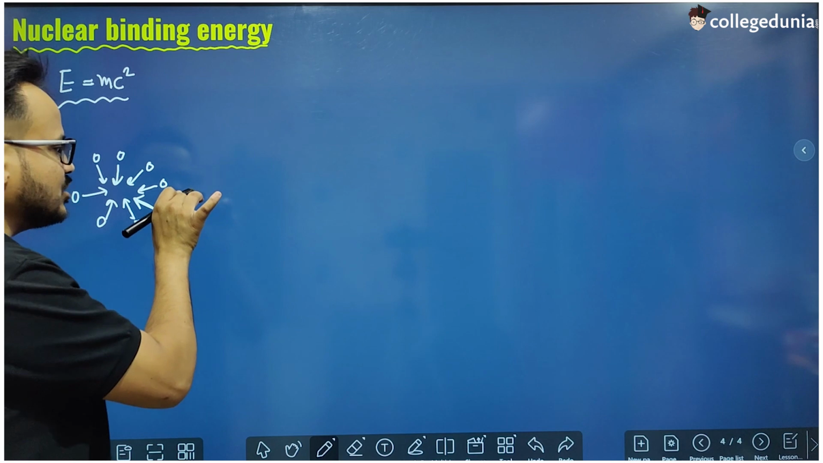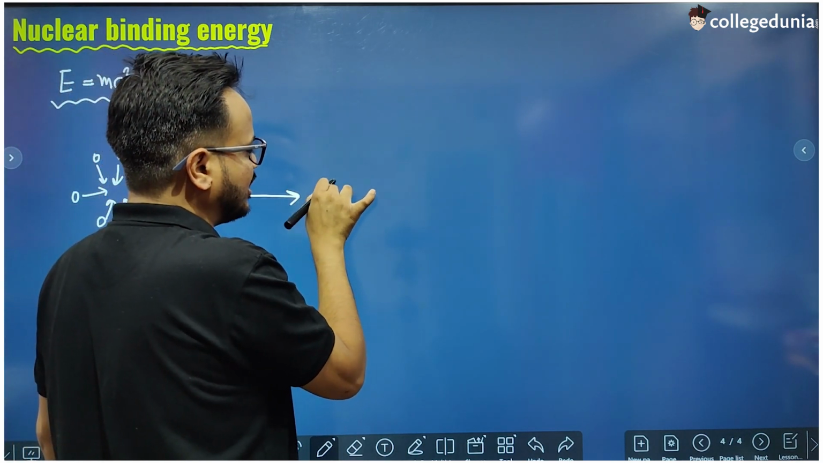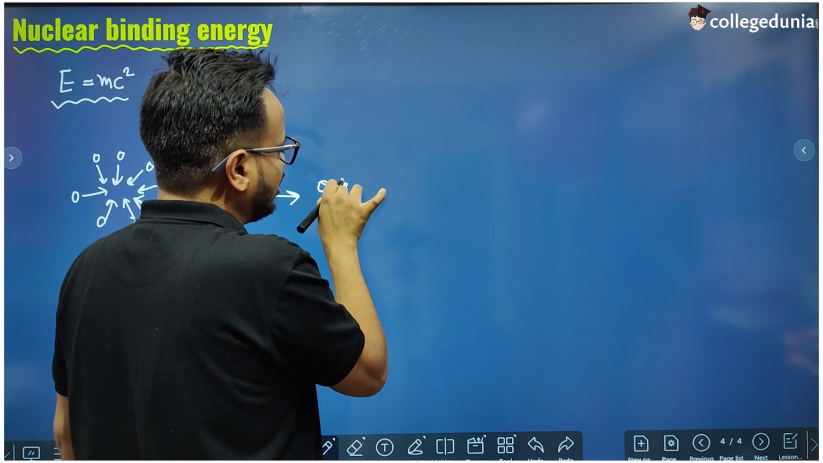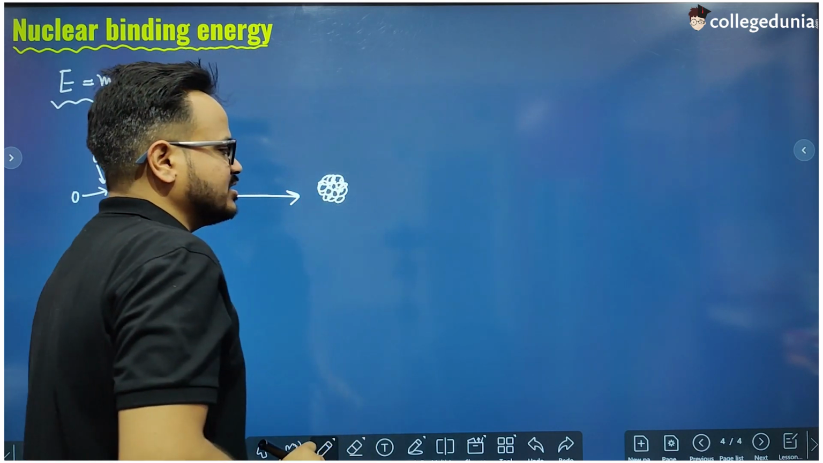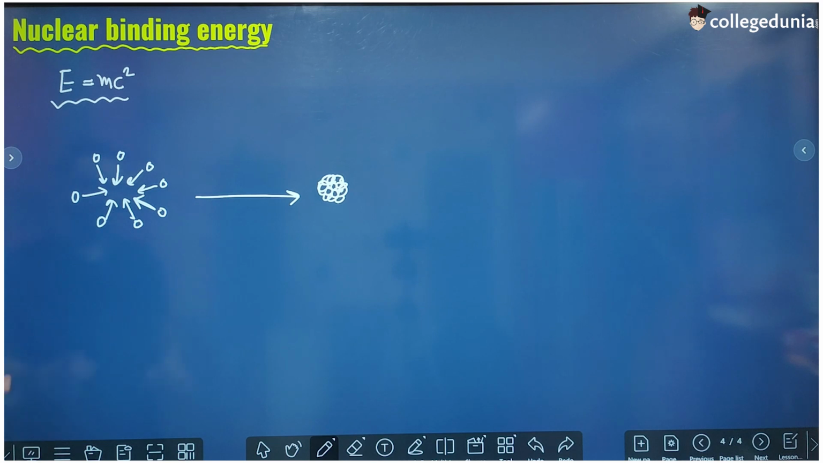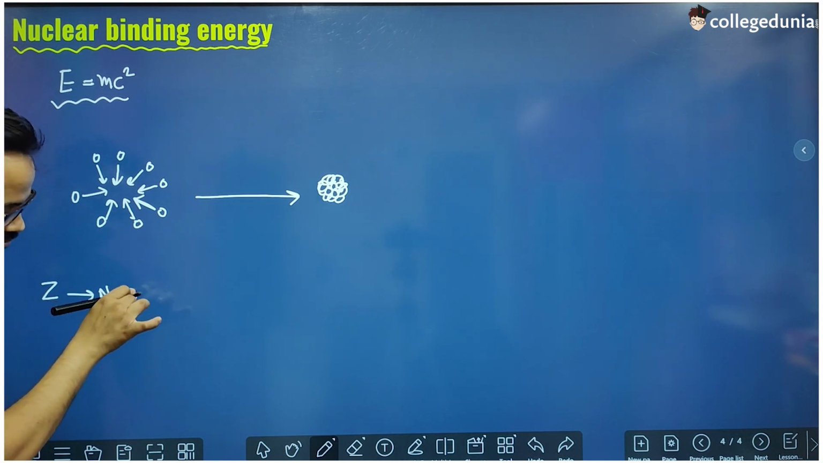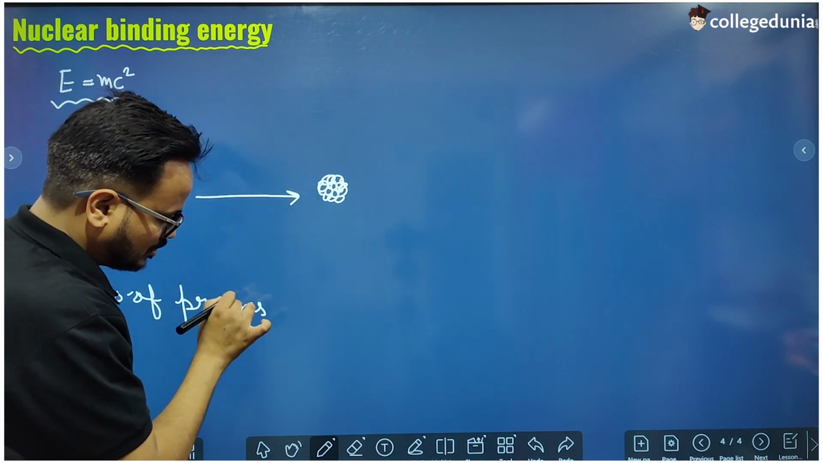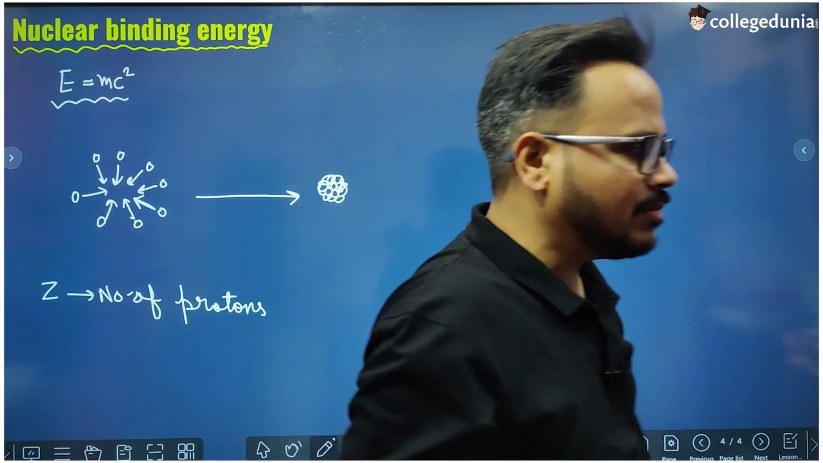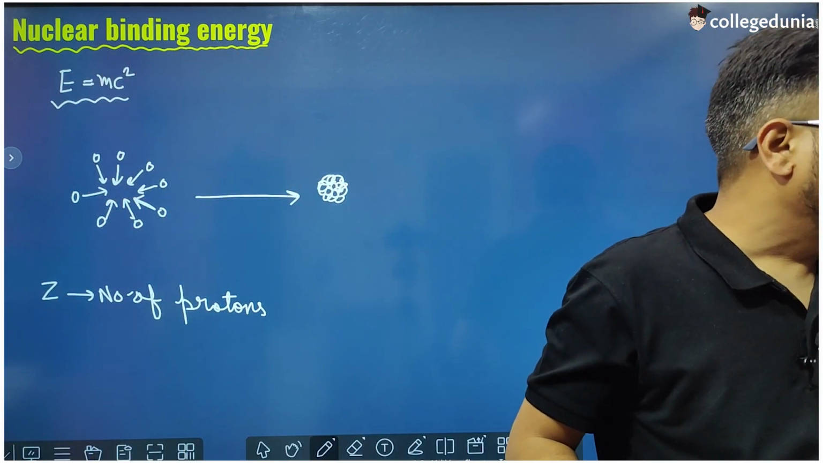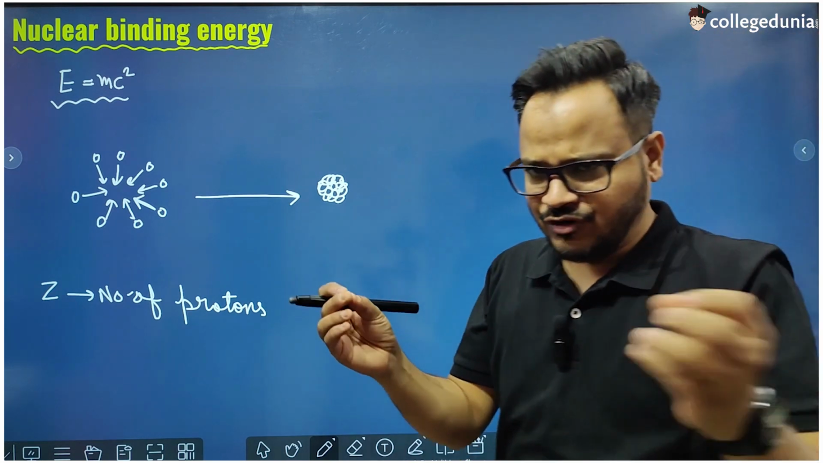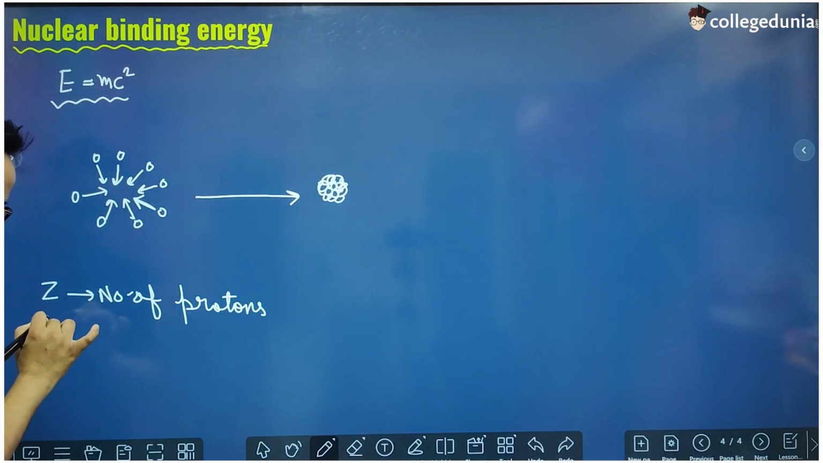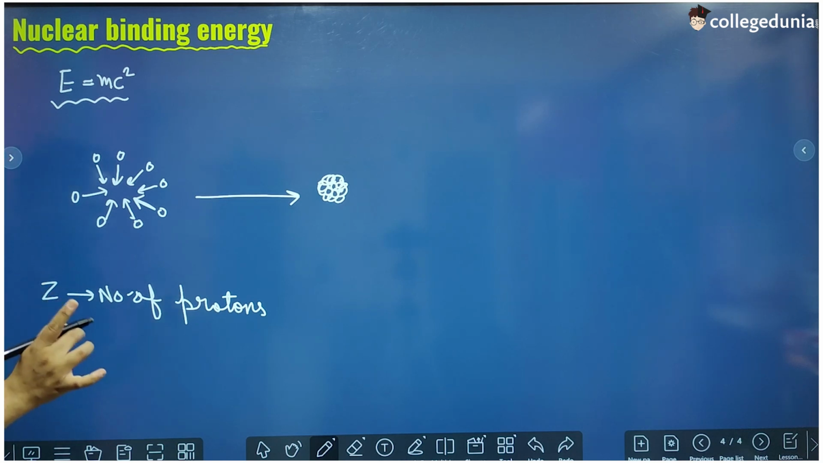So what happens when these nucleons come close to each other and a nucleus is formed? Then it is observed that the mass of the nucleus which is formed is always less than the total mass of the nucleons, right? Let us say we have Z number of protons, because Z is the atomic number, and atomic number means number of protons. So let us say we had Z protons and mass number is A, which is number of protons plus number of neutrons.